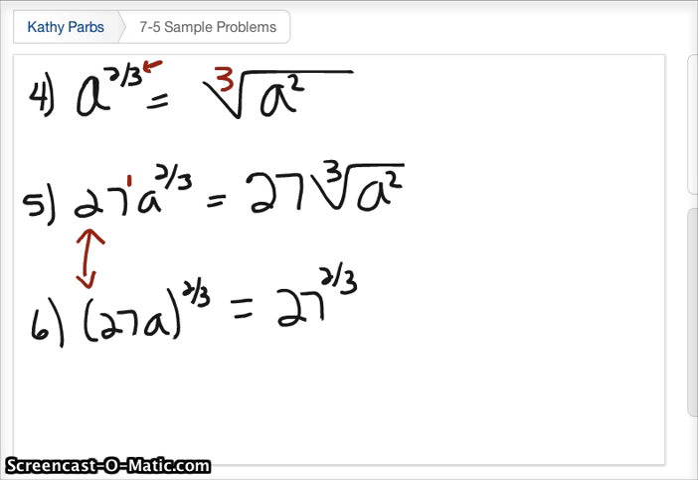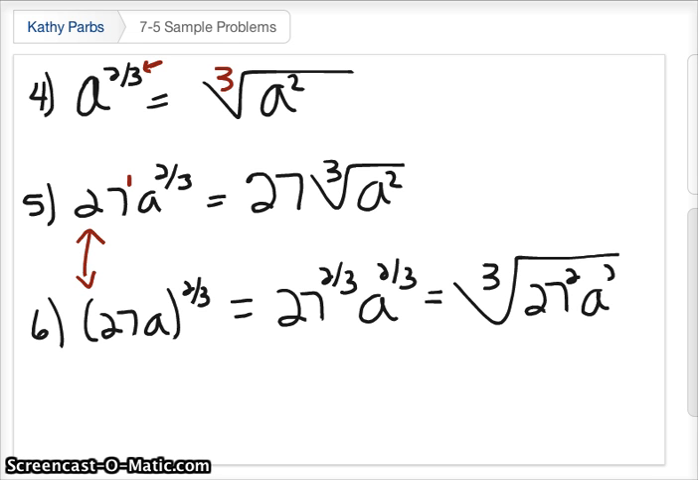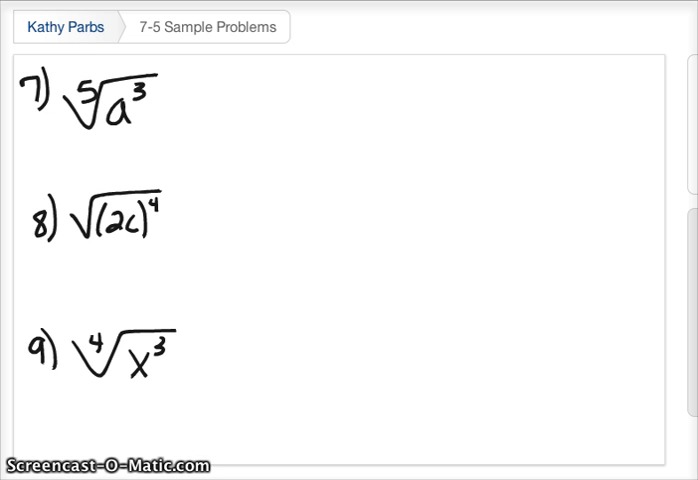In the next example, the difference between these is the parentheses, and so now we have 27 to the 2/3, a to the 2/3. So both of these have an index of 3, and then 27 squared, a squared. And you can just leave your answer like that. You don't have to simplify it.